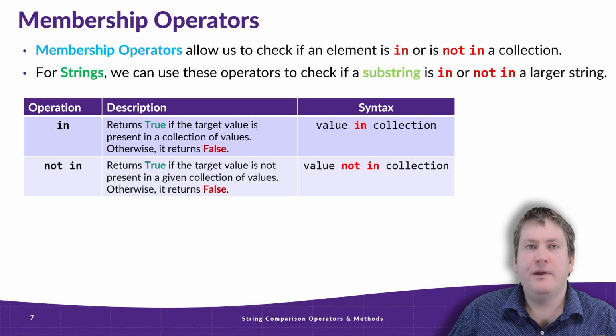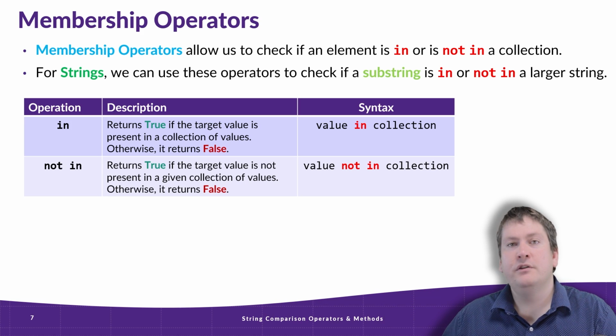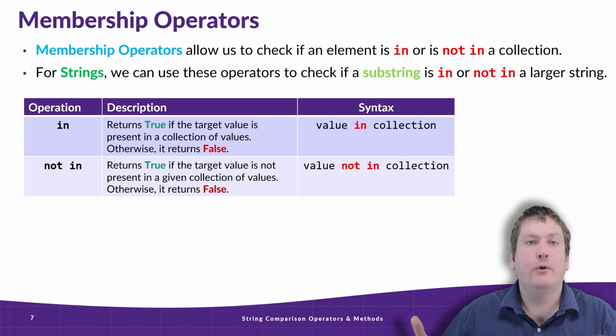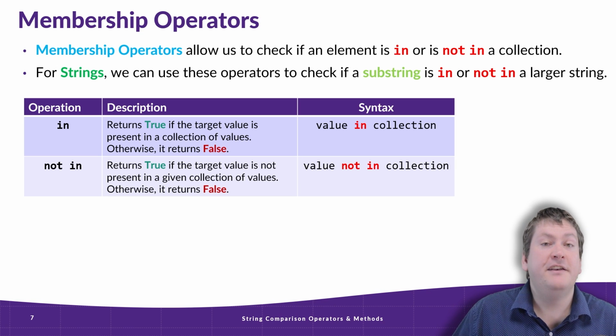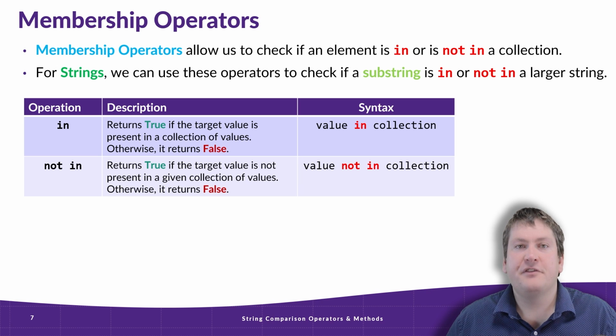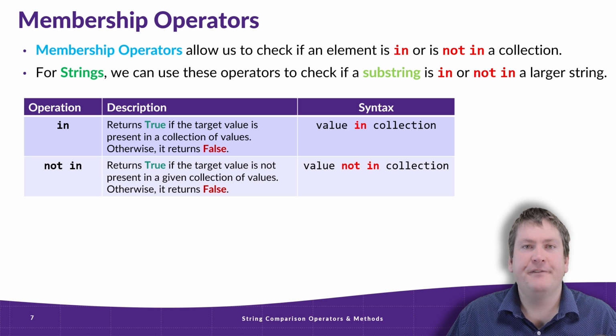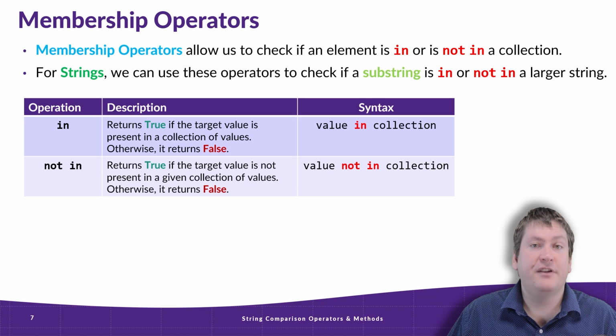So by substring, we mean that it is part of a string. So if our string was hello world, a substring might be the word hello, or it might be the word world. So a smaller part of a larger string. Based on that, the in operation probably does what you expect. It checks if a string is contained in another string. If it is, it returns true. Not in does the exact opposite. It checks if a string is not contained in another string. And just like with the other operators we saw, this is a case-sensitive comparison, which means capitalization does matter.